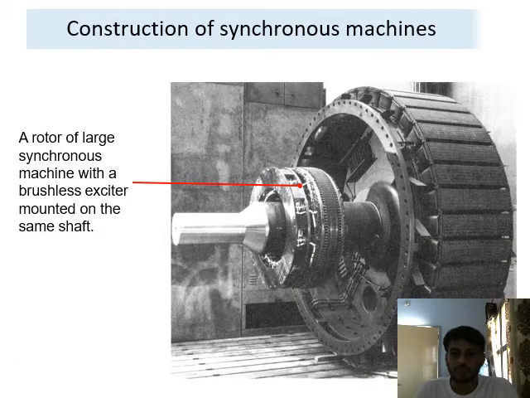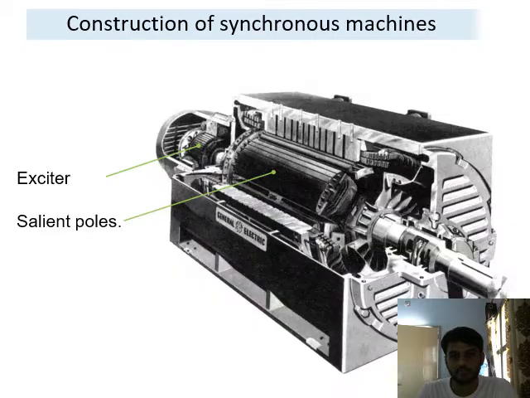So this is a real picture of a rotor. This is a non-salient pole rotor, a rotor of a large synchronous machine with a brushless exciter mounted on the same shaft. And this is another real picture, for the salient pole machine with the exciter. At the start you can see one exciter which supplies the DC power.